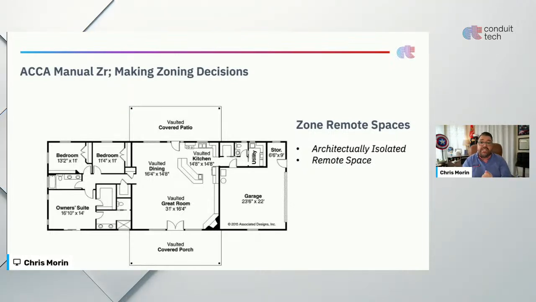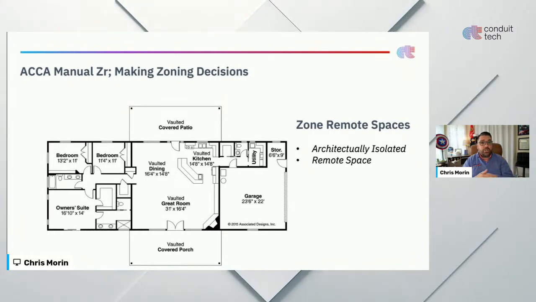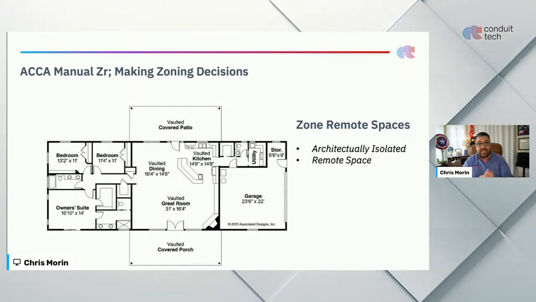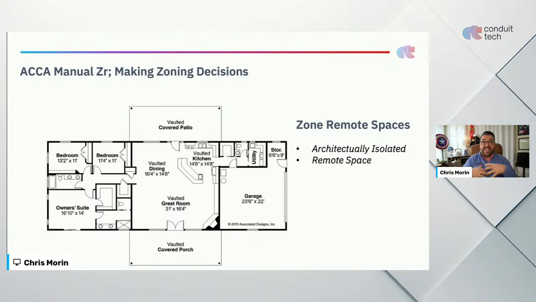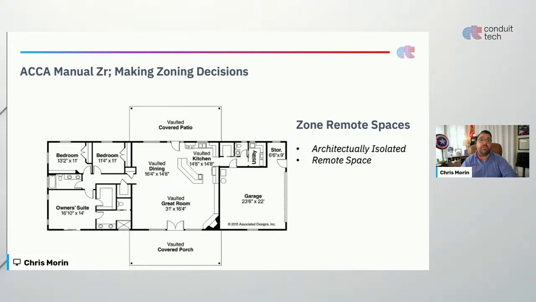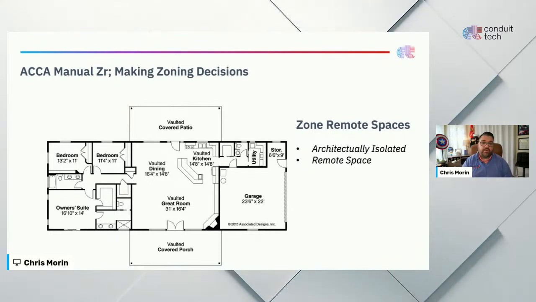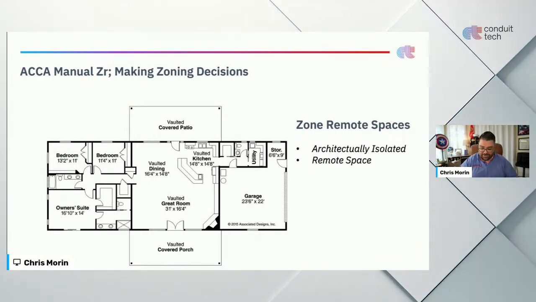Obviously, remote spaces, like let's say a bonus room over a garage, sure, you could add it to an existing system. You may not financially be able to zone that off, but it's never going to be as comfortable as the rest of the house if you don't, right? So remote spaces, architecturally isolated spaces, you should consider zoning, all right? Now let's get to the other stuff.